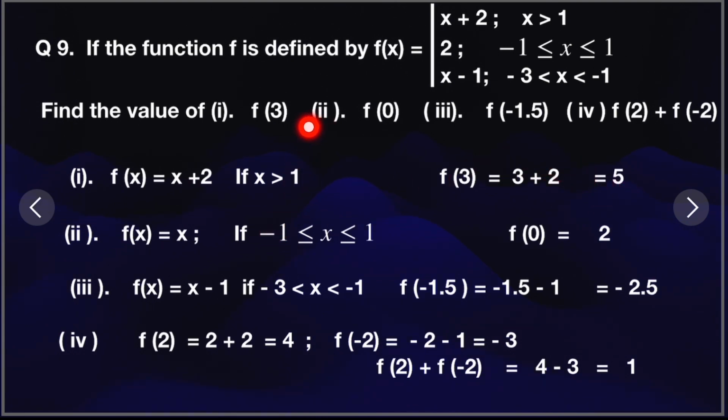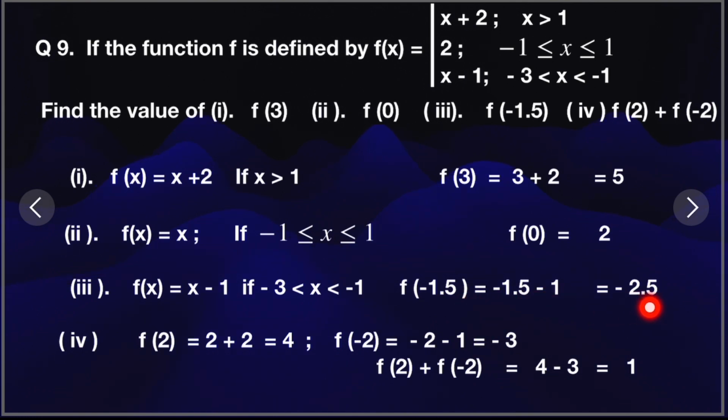Okay. Next one is f(0). 0 will come here. It is in between minus 1 and 1. So if x is equal to 0, then f(x) is equal to 2. So f(0) is equal to 2. Okay. The third one is f of minus 1.5. Minus 1.5 is in this range. It is in between minus 3 and minus 1. So you have to take f(x) is equal to x minus 1. So f of minus 1.5 is equal to, put the value of x as minus 1.5, minus 1.5 minus 1 is equal to minus 2.5.